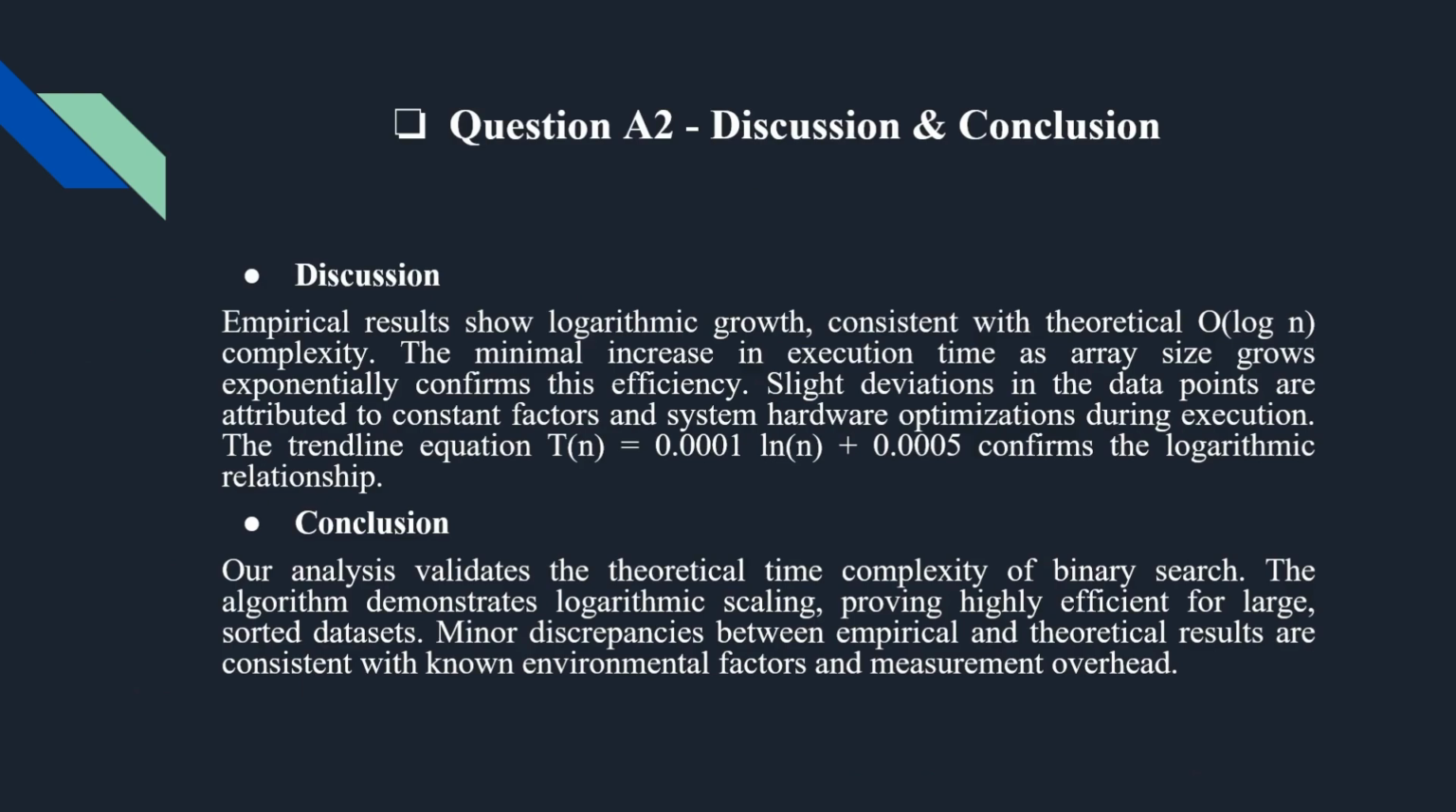To conclude the first section, our empirical data successfully validates the theoretical complexity. Mathematically, jumping from 10,000 to 50,000 elements only adds about 2 extra comparison steps to the algorithm. This is why our graph was nearly flat. We can confirm that binary search is highly efficient for large data sets, assuming the initial cost of sorting is acceptable. That was my part.